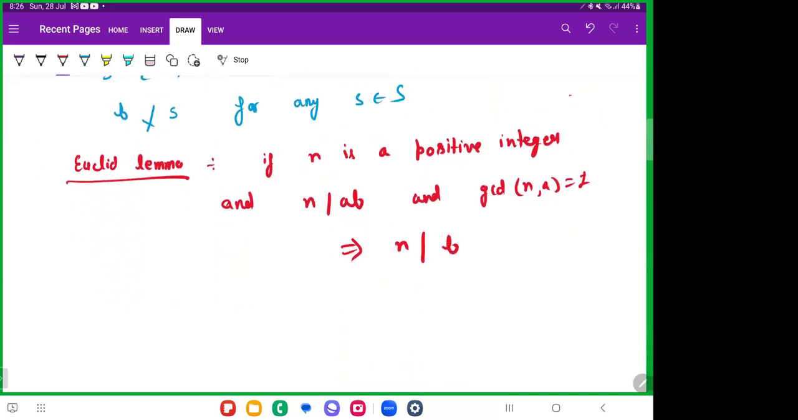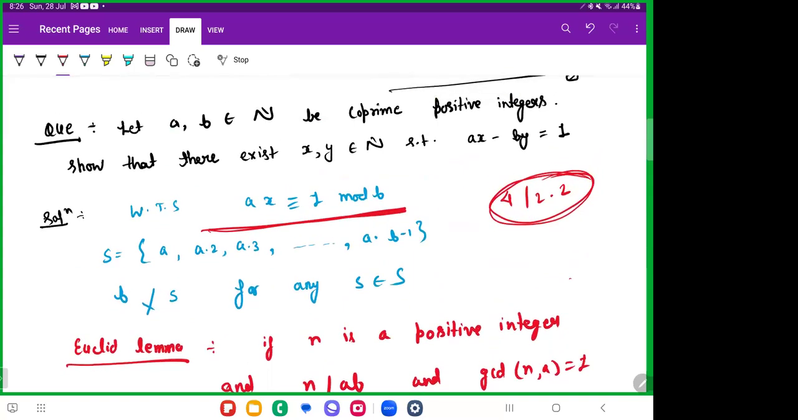Anyone? Are you getting the idea or not? You have been given a and b, and you need to construct x and y such that ax minus by is 1. So that's what we need. Ax is congruent to 1 mod b for some choice of x, right? We need to construct the choice of x. So I construct a set which is basically a dot 2, a dot 3 up to a dot b minus 1. This I am taking as a choice of x.